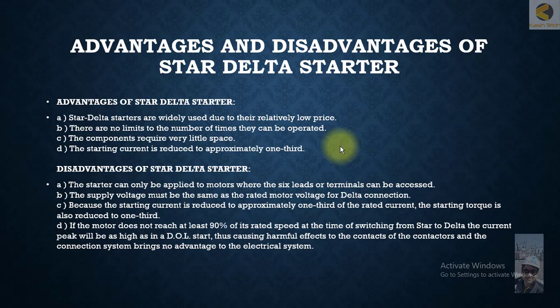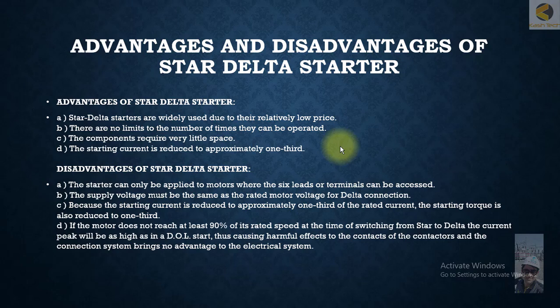Number 1. Star delta starters are widely used due to their relatively low price. So the cost of a star delta starter is quite less. So most industries prefer to use the star delta starter as one of the methods to limit the starting current.